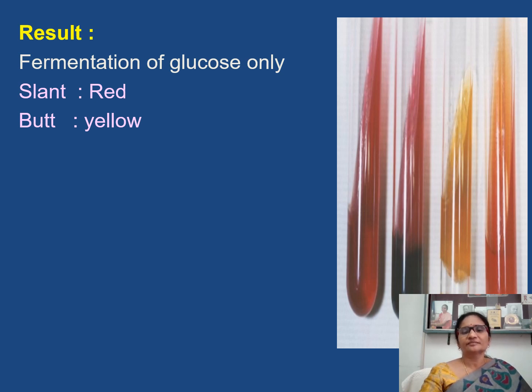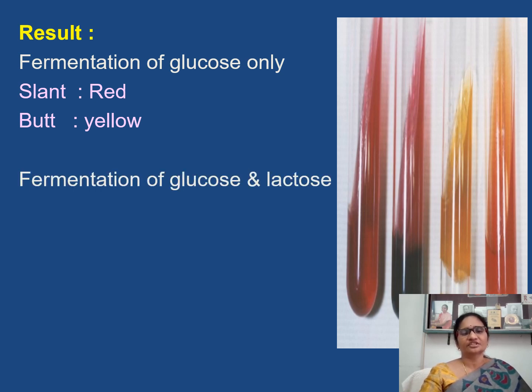Yellow color in the butt and red color in the slope indicates glucose fermentation. Why? Because if the organism is a glucose fermenting organism, first it utilizes glucose, and phenol red is the indicator. Phenol red indicator in acidic pH is yellow in color. If glucose is utilized by fermentation, acid is produced and the medium will turn yellow.